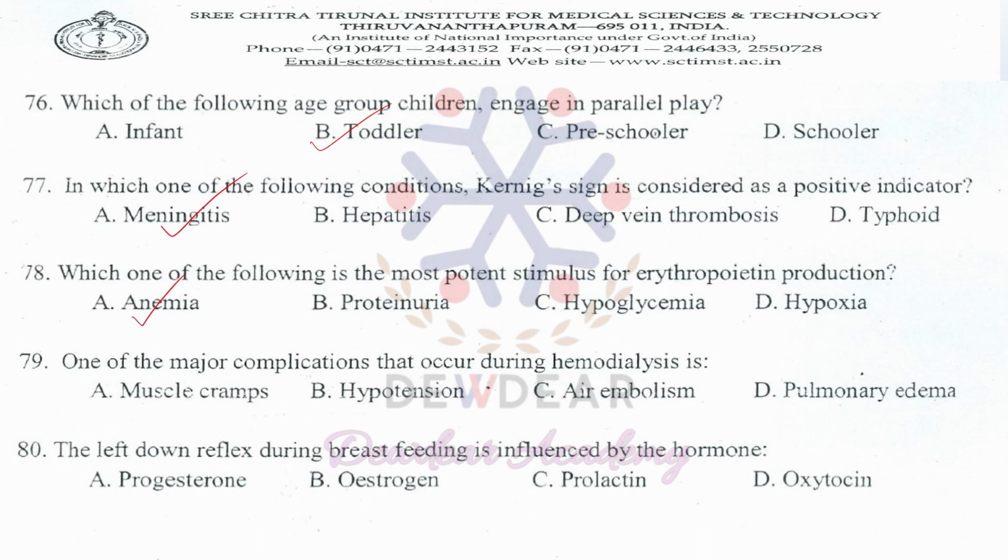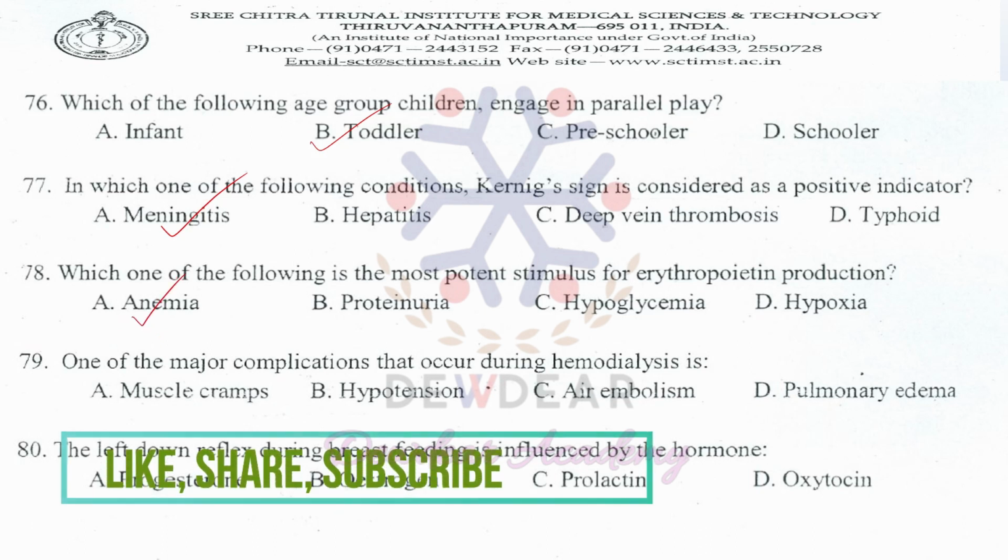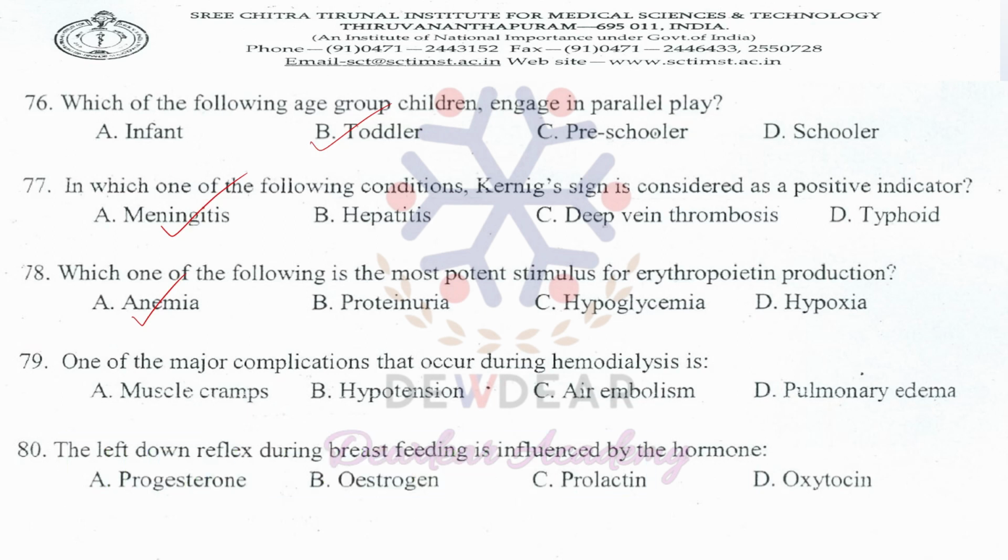Then one of the major complications that occur during hemodialysis is: muscle cramps, hypotension, air embolism, pulmonary edema. The correct answer is hypotension. Hypotension is the major complication that occurs during hemodialysis.